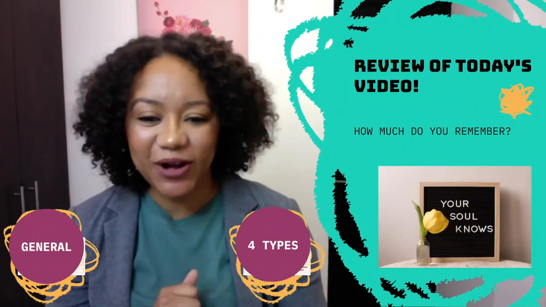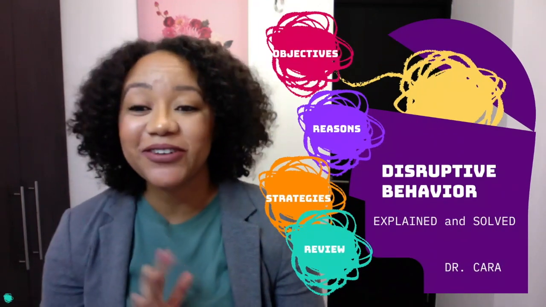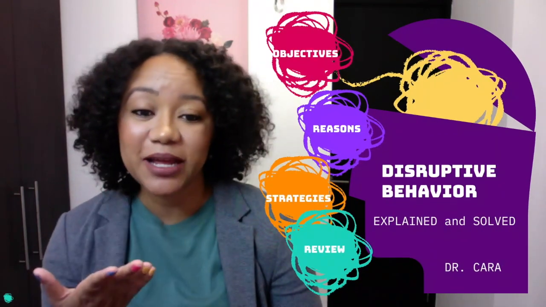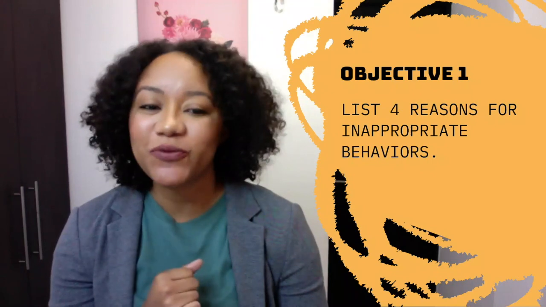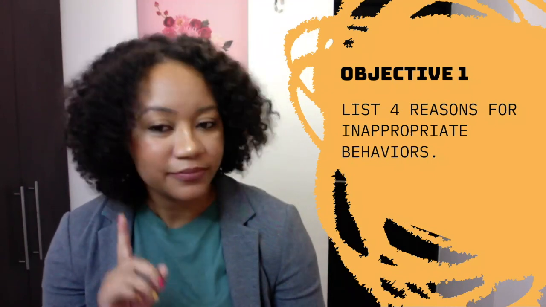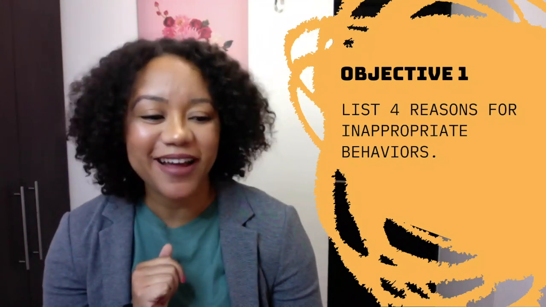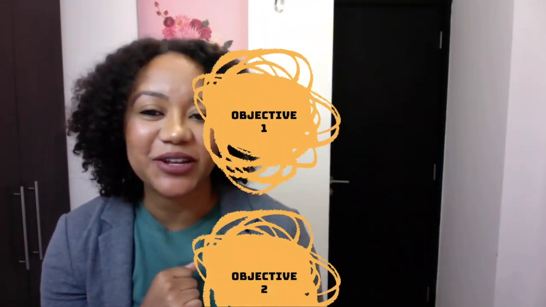Hopefully you remembered all of those things. We covered a lot in this video. We had 3 objectives. The first objective was that you can list 4 reasons for inappropriate behaviors. Hopefully you're able to do that. If not, then you might want to go back and watch the video again.